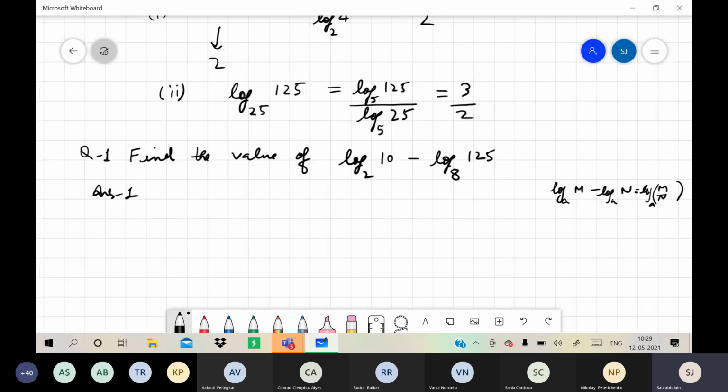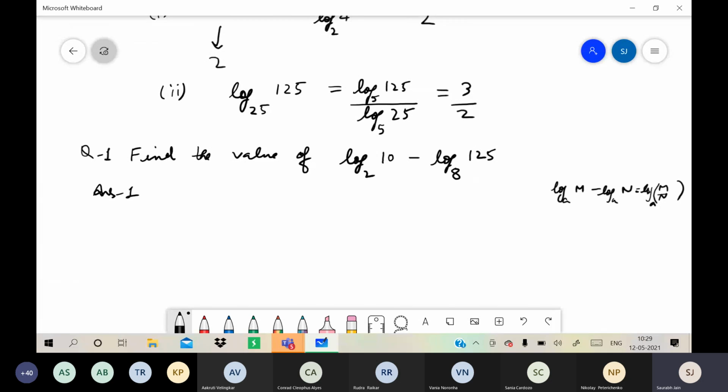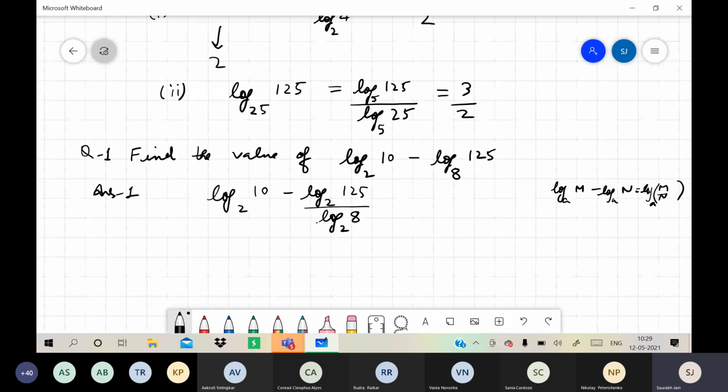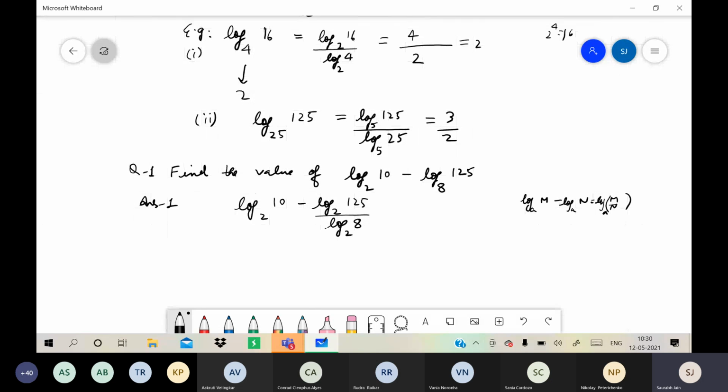Also, can I find their individual value directly? No. What should be power of 2 so that we get 10? Not possible. What is power of 8 so that we get 25? Not related. So, when I said bases are not same, one thing came to my mind. Can I make the bases same? So for that I used base changing theorem.